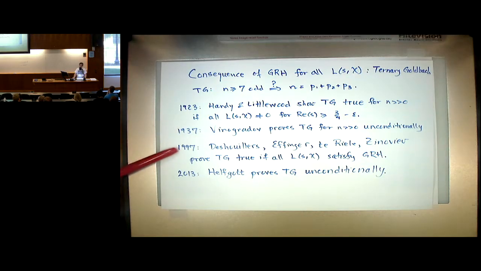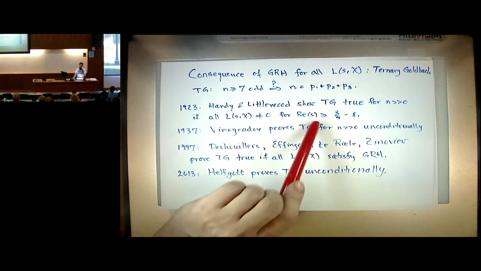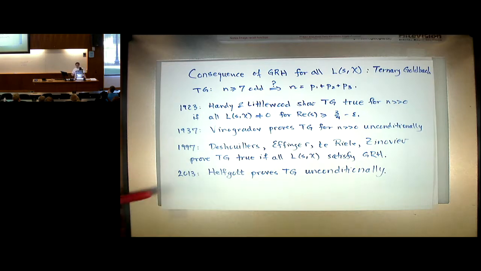But if you march ahead 60 years, we find that the full claim of the ternary Goldbach wound up being a consequence of the generalized Riemann hypothesis for all Dirichlet L functions. I don't think, I should have checked, that they were able to get by with a weaker version, but in any case, if you use GRH, the whole thing is a consequence. But at the time that this was shown, of course, GRH was still an open problem. So it's a theorem, but it's not an unconditional theorem. It depends on a hypothesis at the time. And if you go ahead to 2013, Harald Helfgott was able to remove that hypothesis from 1997.